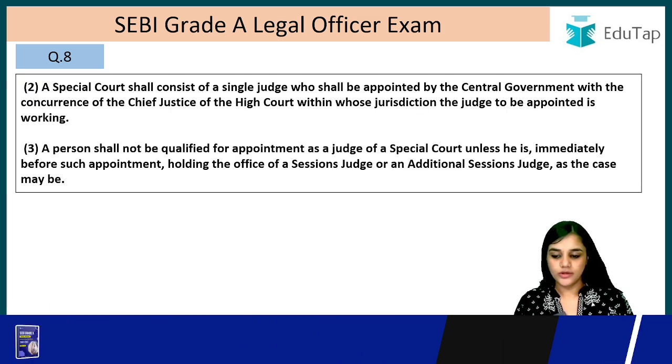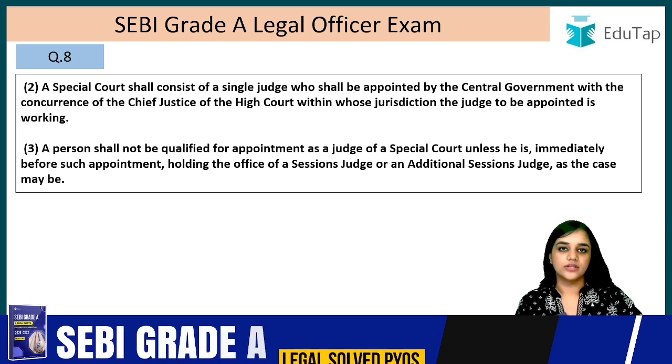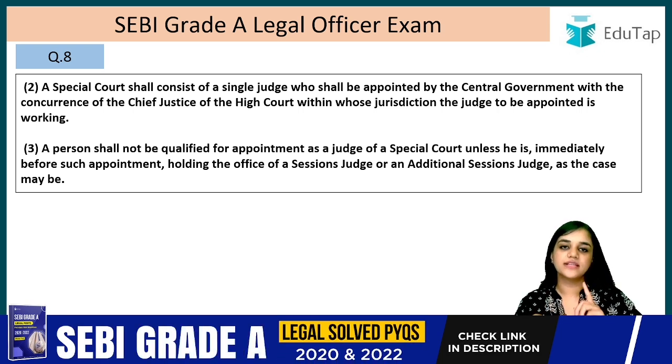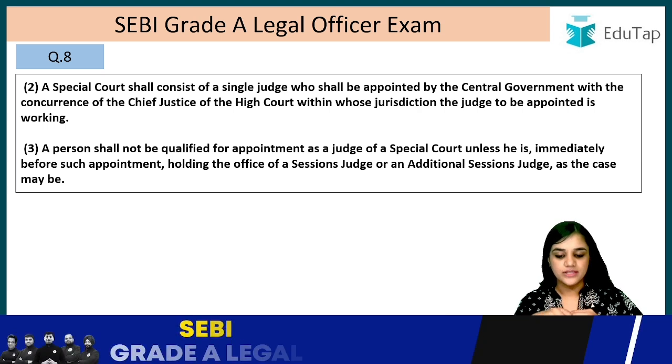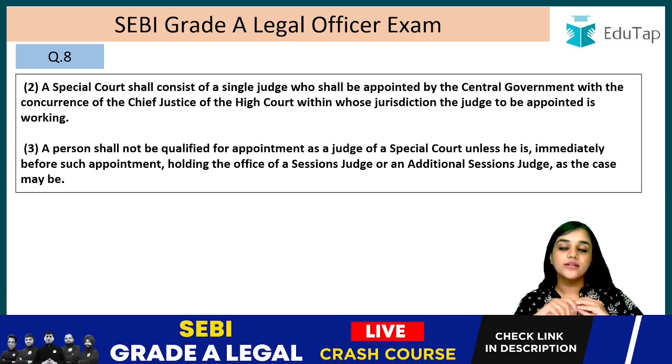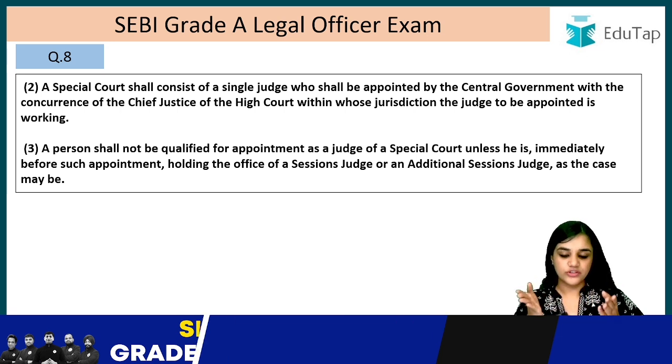A special court shall consist of a single judge. So a special court has how many judges? It will have a single judge who shall be appointed by the central government. Who will appoint it? The central government, with the concurrence of the Chief Justice of the High Court. With the concurrence of the Chief Justice of the High Court means with agreement with the Chief Justice of the High Court. Which High Court?